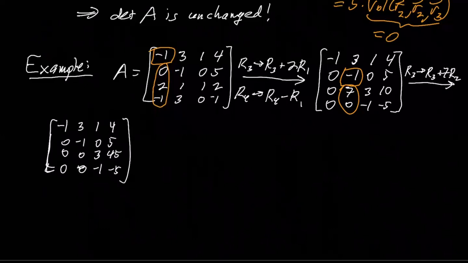And now, just to illustrate, we can do a couple of things here, but I want to illustrate all 3 of the row reduction operations. So let's actually swap row 3 and row 4.